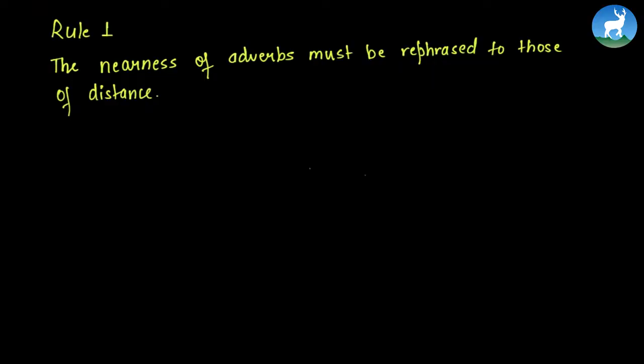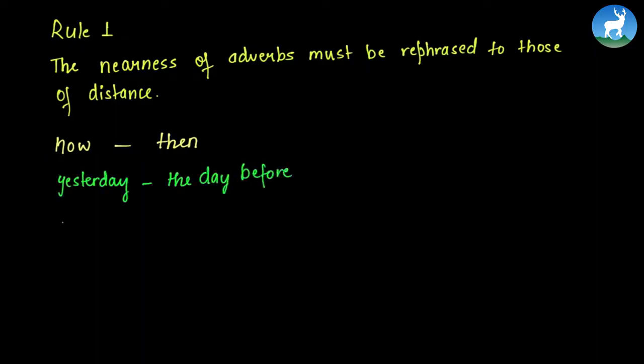So what do we mean by this rule? Suppose there is a sentence and it has the adverb now, then we must rephrase the adverb now to then. So you can notice that this is making a distance, whereas now is denoting nearness. Though yesterday and the day before mean the same, the words are different. The words are rephrased, and yesterday denotes nearness, while the day before denotes a distance.